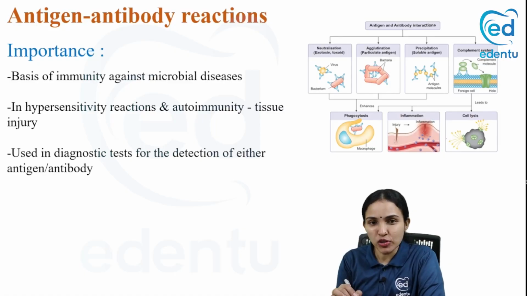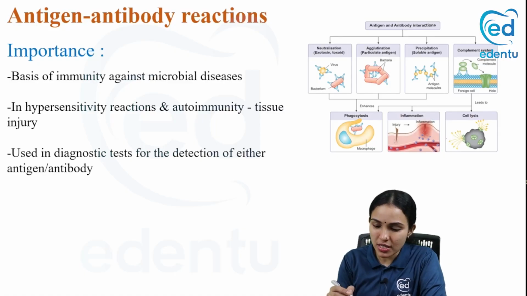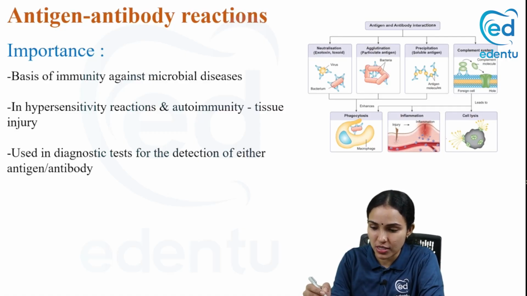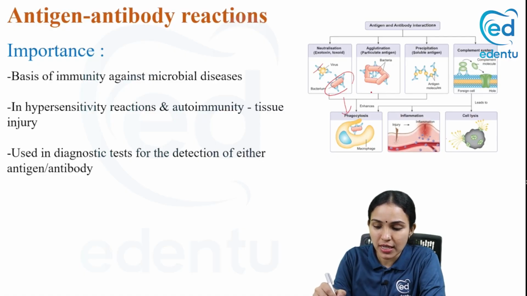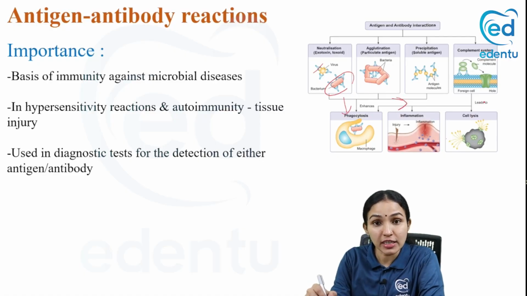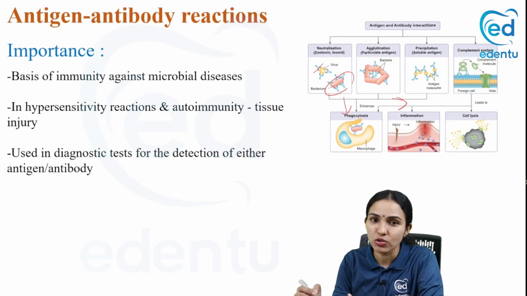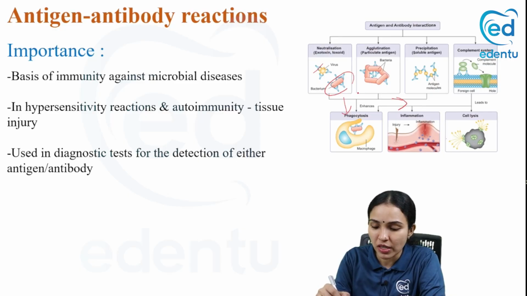Why do we need to learn about antigen antibody reactions? The main thing is they form the basis of immunity or protection against various infections. When an antibody is produced, it can bind to a virus and neutralize it. An antibody binding to a bacterium can trigger phagocytosis, induce inflammation, or activate complement leading to cell lysis. Everything which gives protection against infections is linked to antibody and the reaction between antigen and antibody.